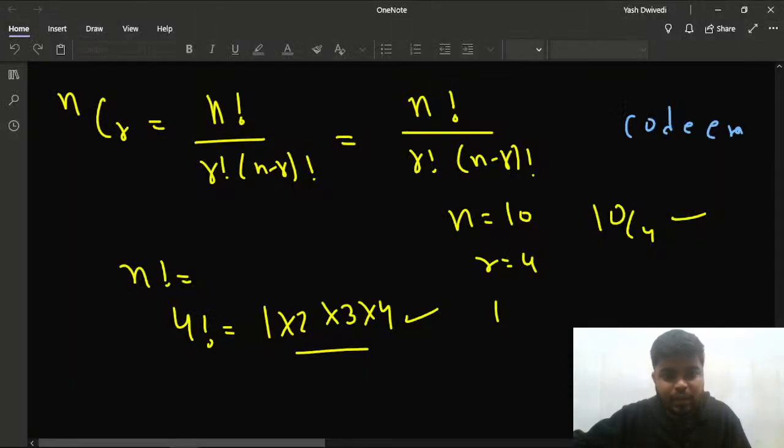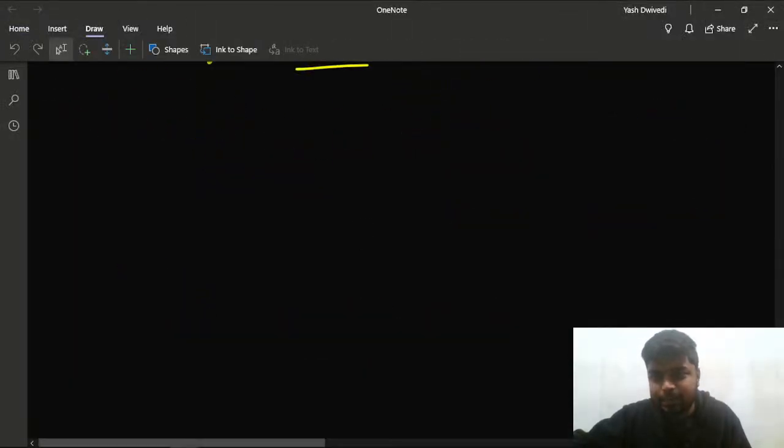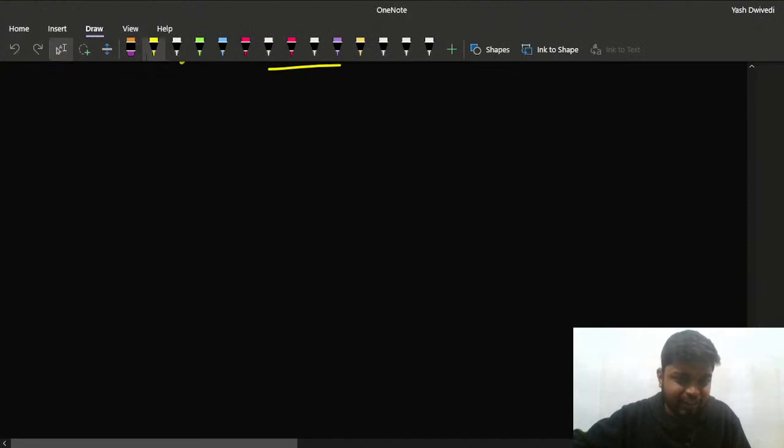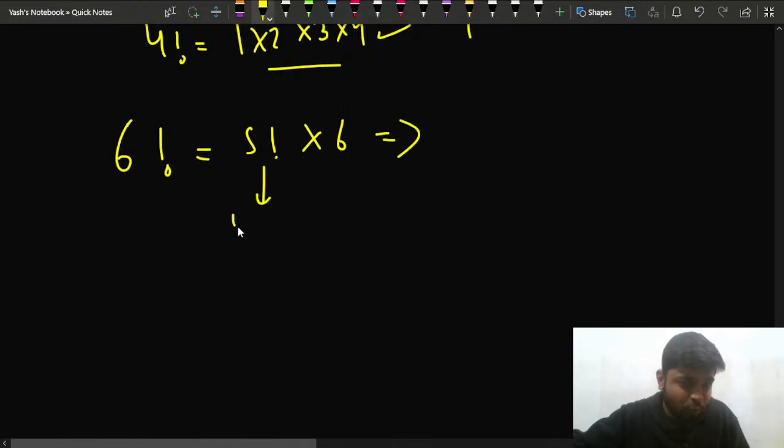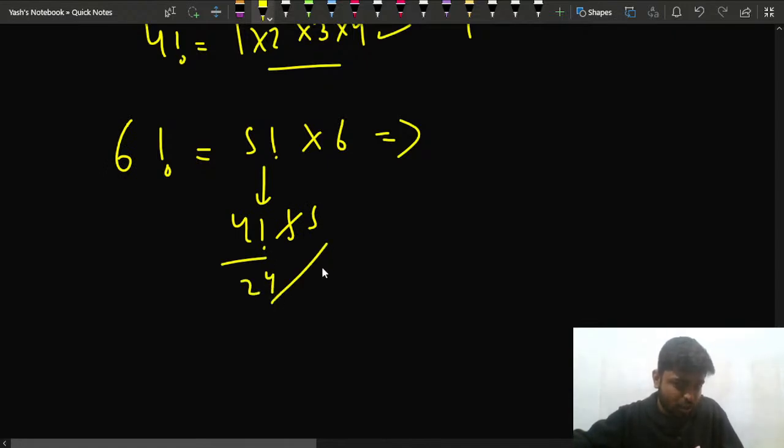So what I'm saying is, if you have nCr and nPr, things like that, that's perfect. But if you calculate something like 6 factorial, 6 factorial is nothing but 5 factorial into 6. So how much is 5 factorial? 4 factorial into 5. So this is 24, this is 120, and now this becomes 720, right?